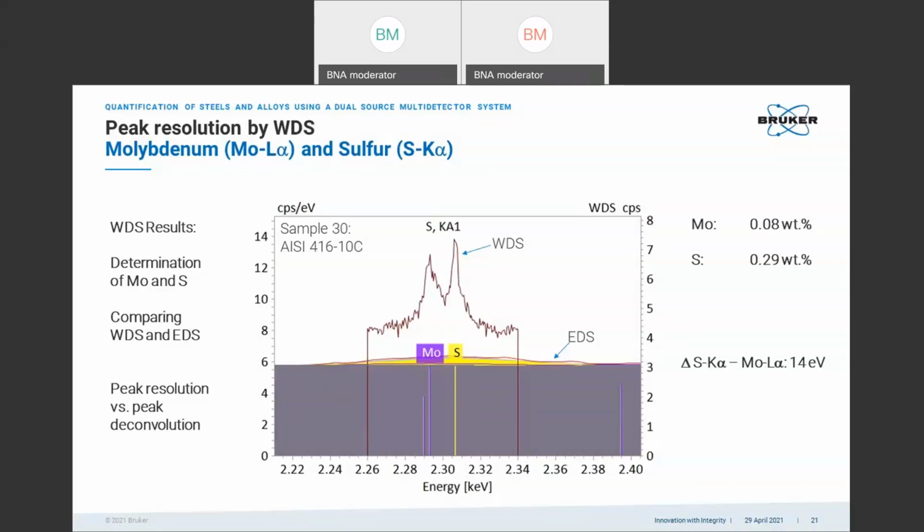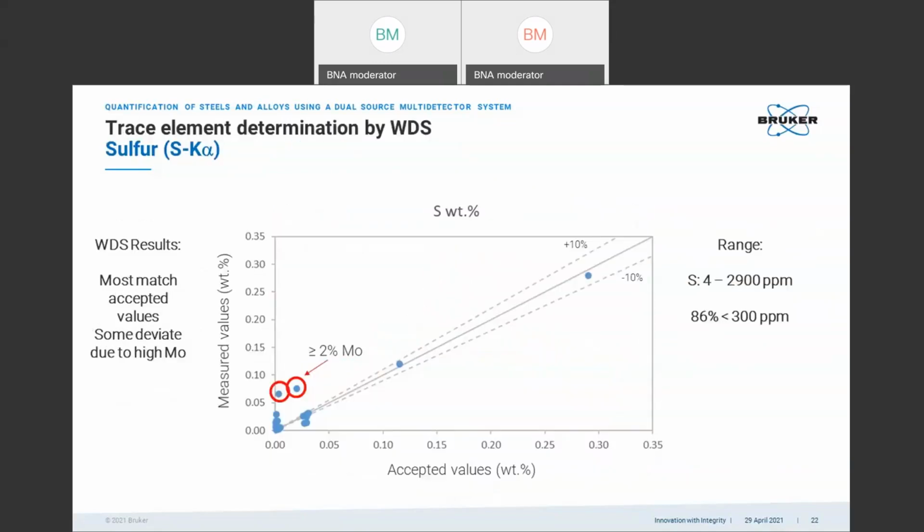A scan on one of the steel standards, AISI 416, with a molybdenum content of 0.08 weight% and roughly 0.3 weight% sulfur, and WDS nicely resolves the peaks for both elements. So we can measure both. That's what we've done here.